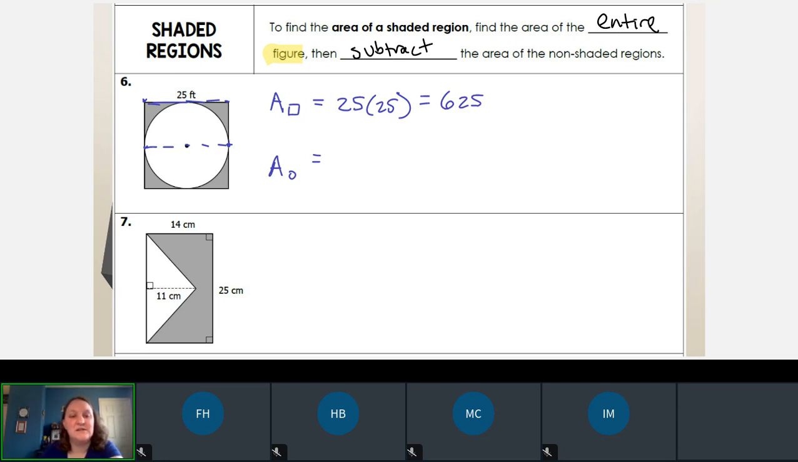Now let's find the circle. The area of a circle is pi r squared. And this is why we need to know the diameter of that circle. The diameter of the circle is 25, which means that our radius is 12.5, half of 25. Okay, so we get 490.87.